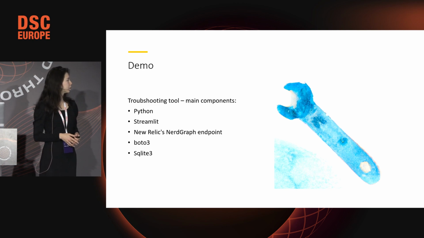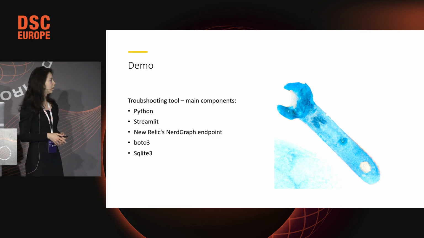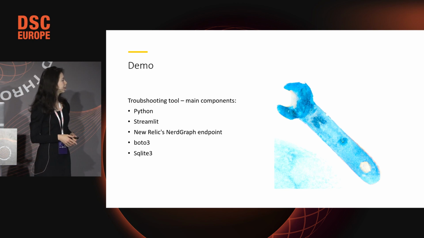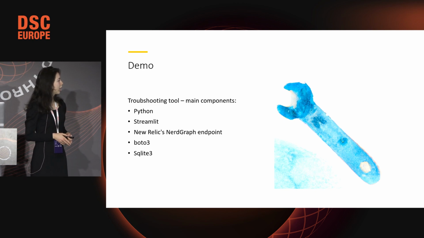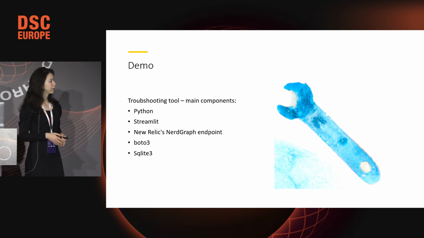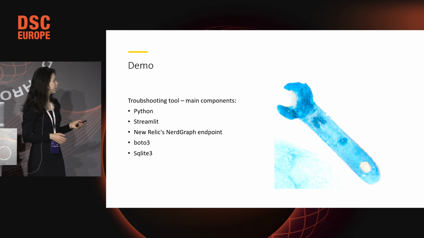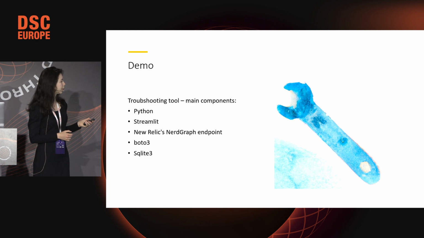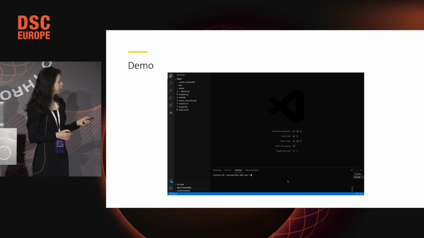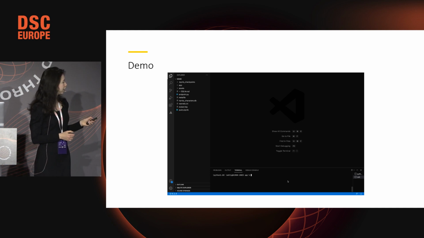For querying data, we use New Relic's NerdGraph endpoint that can be queried. And for getting access to S3 logs, we use the boto3 library in Python, and for querying the SQL database, SQLite3. So you can see the stack is pretty standard, except for the New Relic NerdGraph endpoint. And here's again how we can unite all this data.